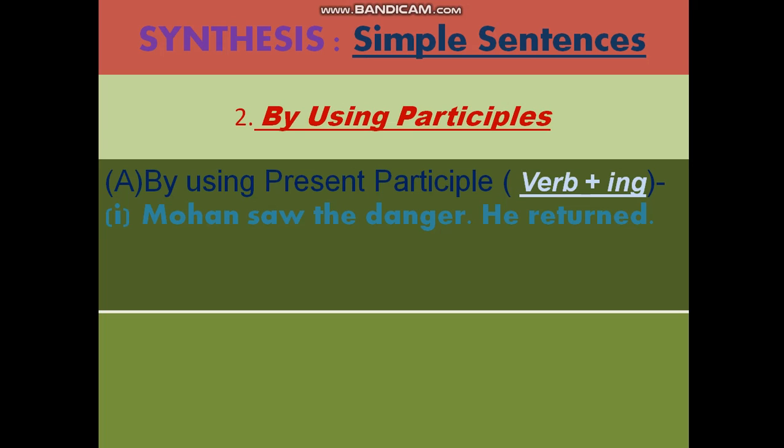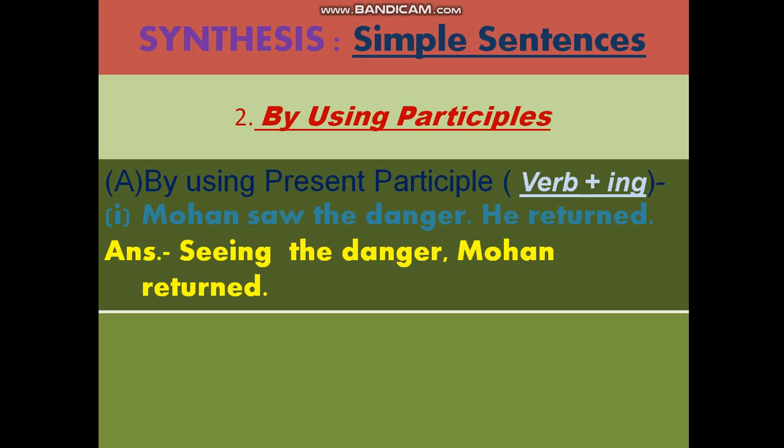This is a set of sentences. Mohan saw the danger. He returned. Why did he return? Because he saw the danger, or seeing the danger. So we can write like this: Seeing the danger, comma, Mohan returned.